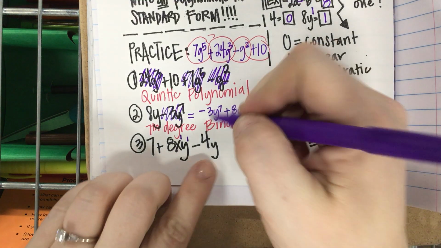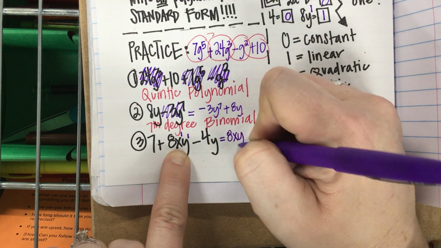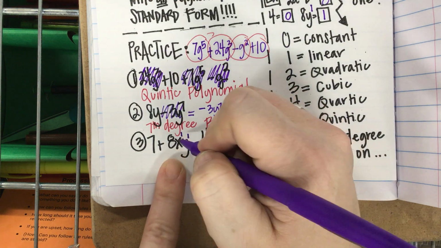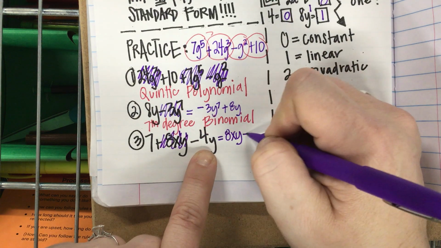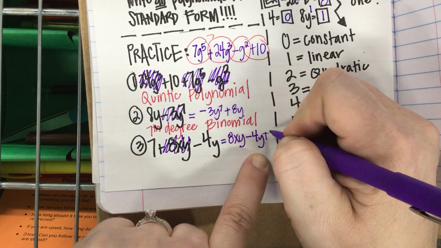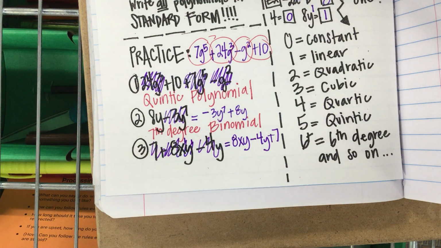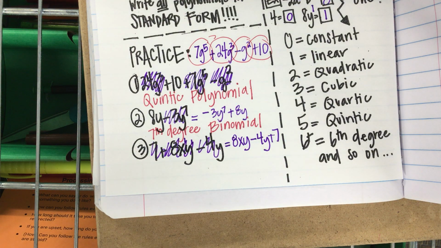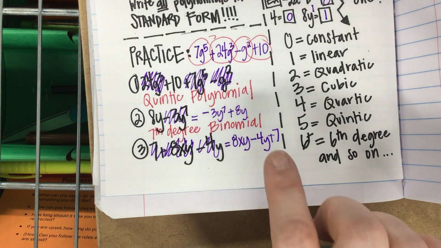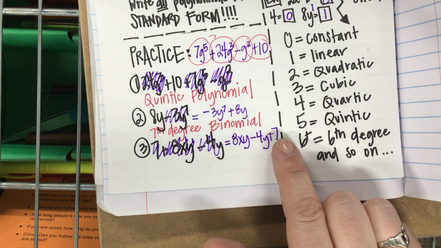If I was going to write this in standard form, I'd put 8xy minus 4y plus 7, because I'm putting them in order by degree of each term. So if it's got the same y value, then you just do it with the bigger. Like if this said 8x minus 4y plus 7. Is that what you're asking?